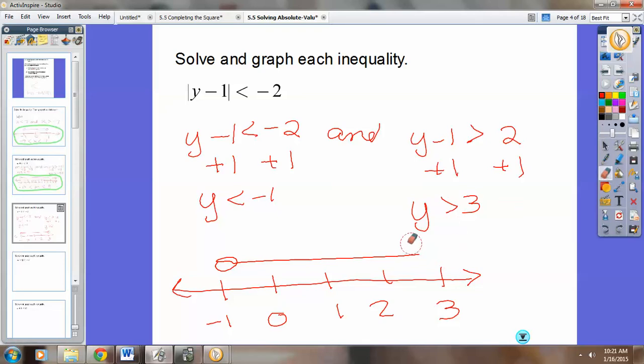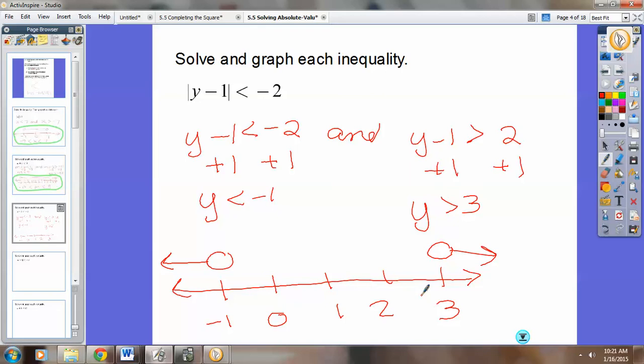Okay, so let's think about how we're going to write this answer. Instead of greater than -1, it needs to be less than -1, and greater than 3. Okay. Now, it's "and," right? I want to know what numbers are less than -1 and greater than 3. Give me one number that's less than -1 and greater than 3.